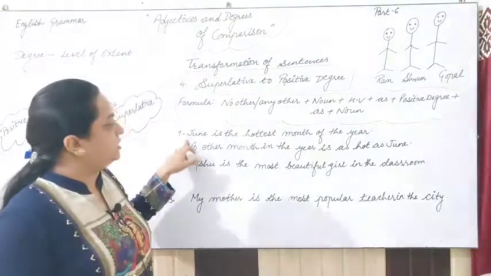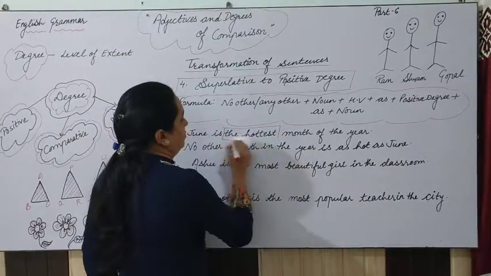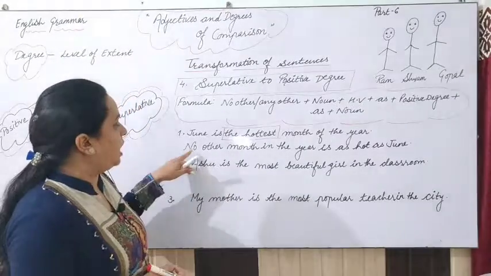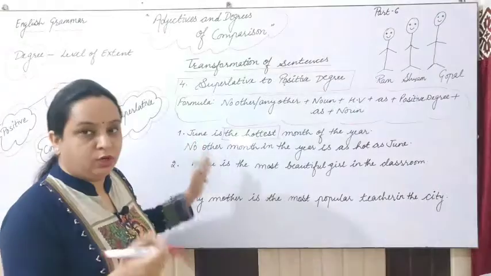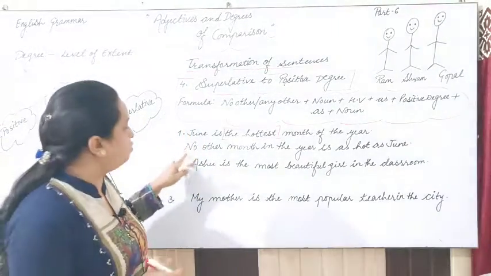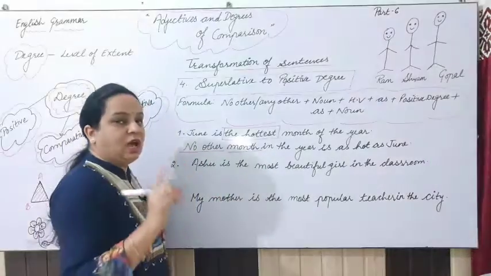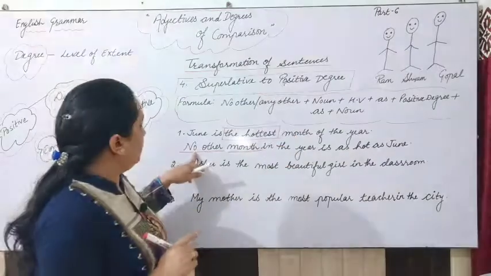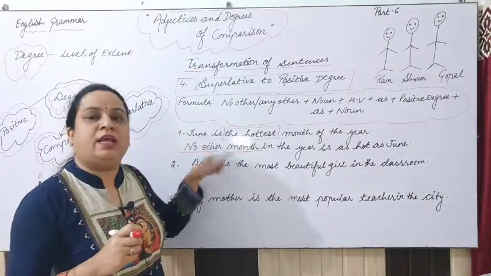So June is the hottest month. Now we have to check the degree here. It is the superlative degree, the hottest month of the year. So the answer will use no other, because, as I told you earlier, June is the only month given here. That's why we are using no other and then month, because the noun is month here. Only one noun is given, so to make the comparison we use no other or any other.